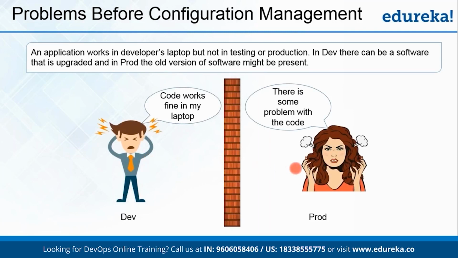Now when it reaches production, since they are using the older version of MongoDB, which is not compatible with the application that developers have built, it won't work properly. There might be certain functions which won't work properly in the production environment. So there is an inconsistency in the computing environment, due to which the application might work in the development environment, but in production it is not working properly.